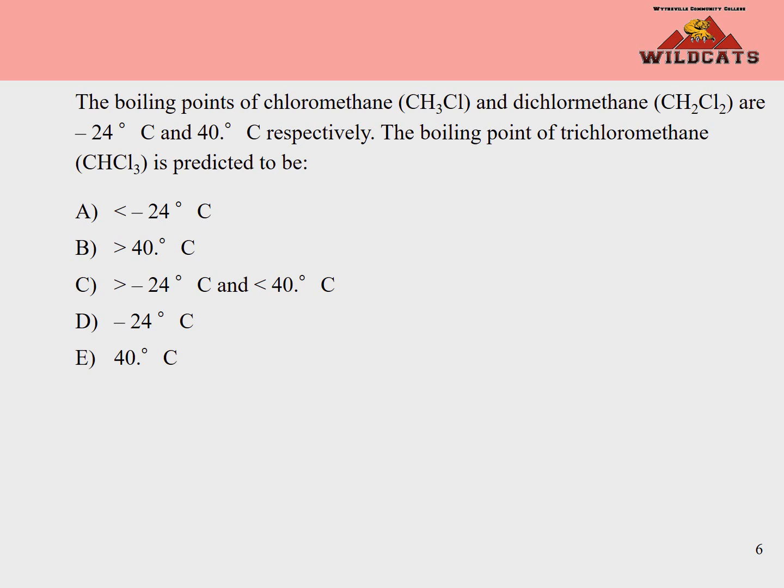So if we take a look, we've got chloromethane and dichloromethane, and the boiling point of trichloromethane. And what we find is that trichloromethane you would expect to be more polar, so it's going to have a higher boiling point, and so it would be greater than 40 degrees Celsius.